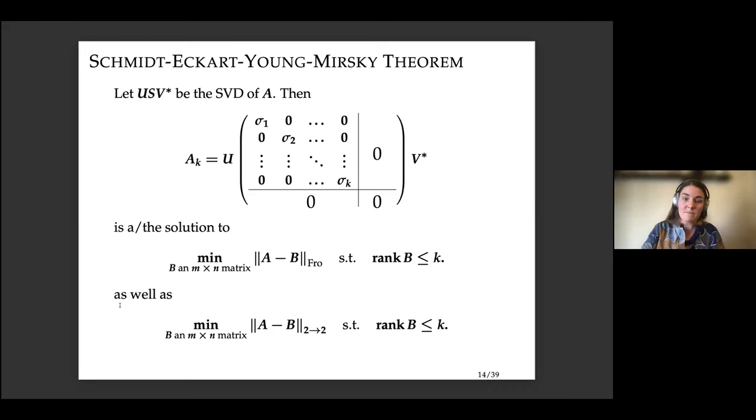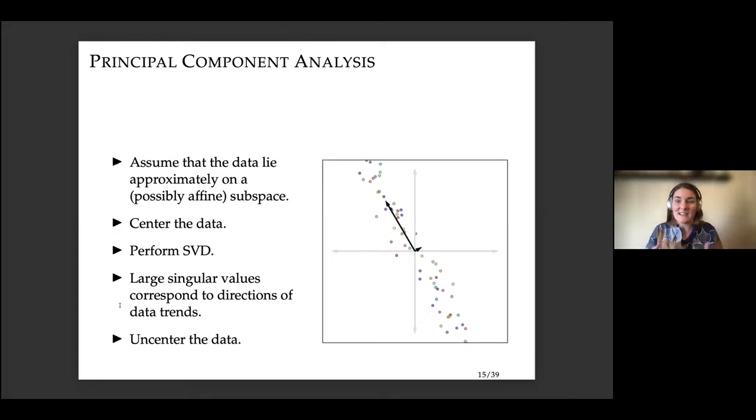So kind of anything that's like a matrix norm that involves twos, basically this is going to be your best bet. And this theorem is like the powerhouse of how principal component analysis works, where we assume that our data lie in a, you know, maybe possibly affine subspace. We center the data, we perform the singular value decomposition, and then we have the large singular values correspond to the directions of the data. So here with this data set, this long arrow is the first column of that U matrix multiplied by the first singular value sigma one. So it shows how important it is. That's the trend of the data. And then this tiny little vector here that's perpendicular is the second column of the U matrix multiplied by the second singular value. And then you can uncenter the data.